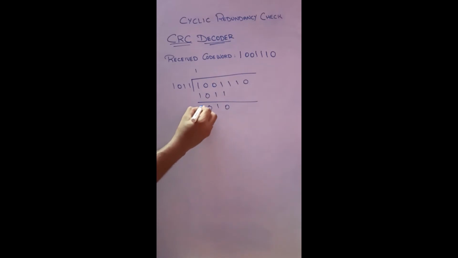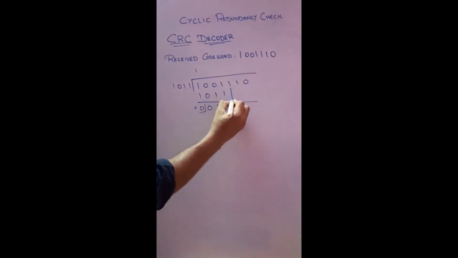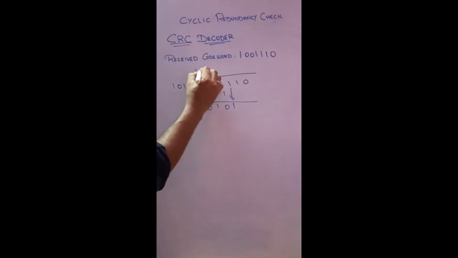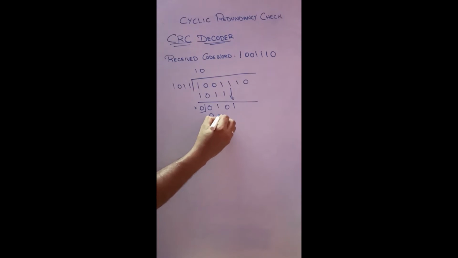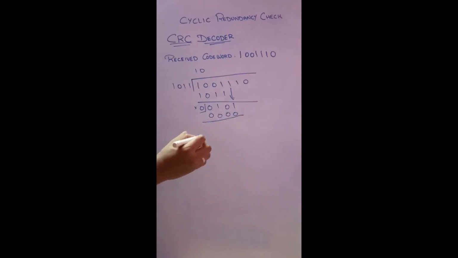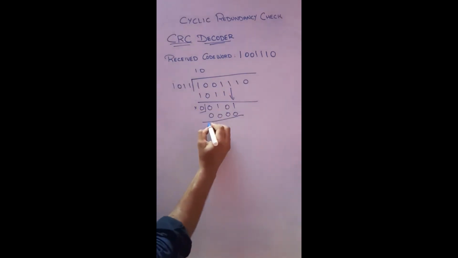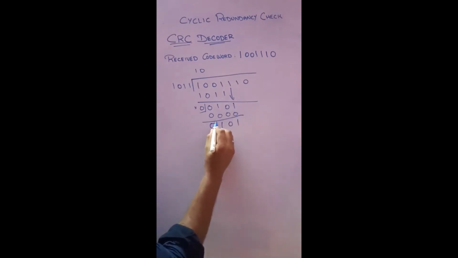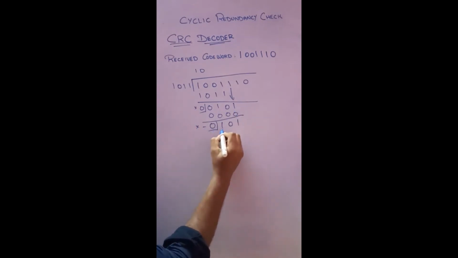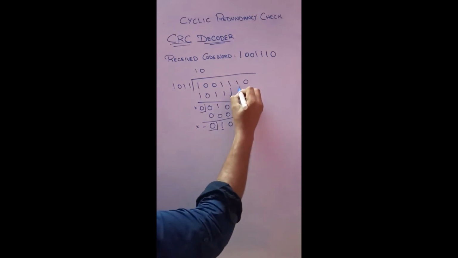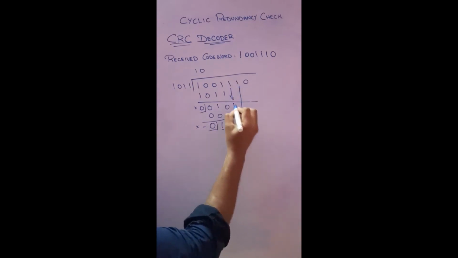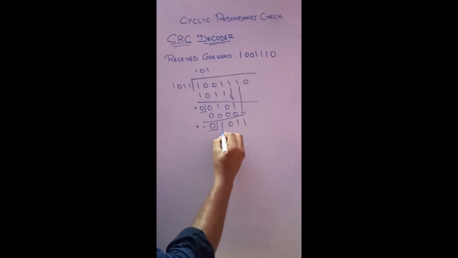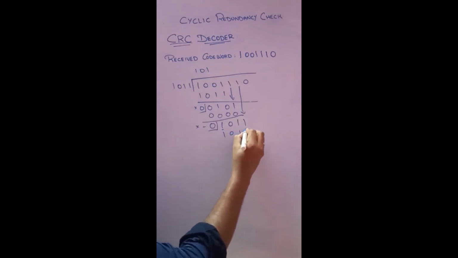You already know you need to remove this bit and look at the most significant bit now. If it is 0, you drop down the value and multiply it with 0, so it is 0000. Now again you will have 0101. You remove this most significant bit and look at the next one. It is 1, so you drop down the value and multiply with 1. So 1011.